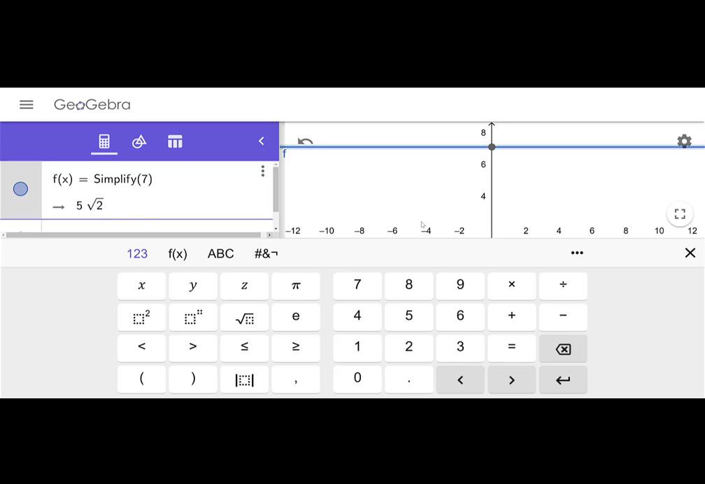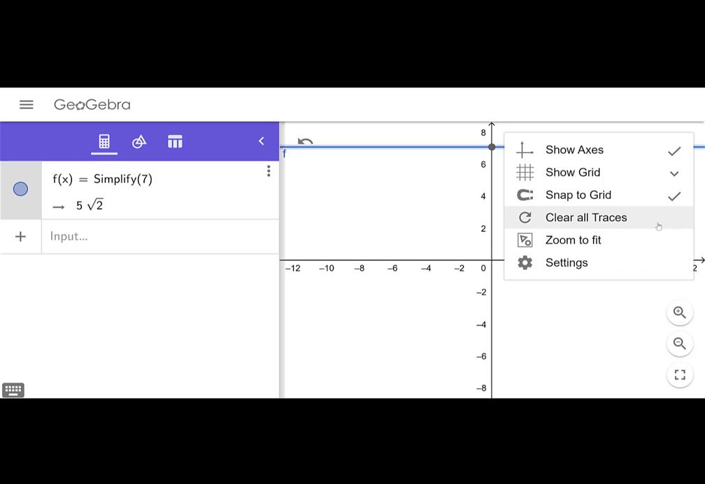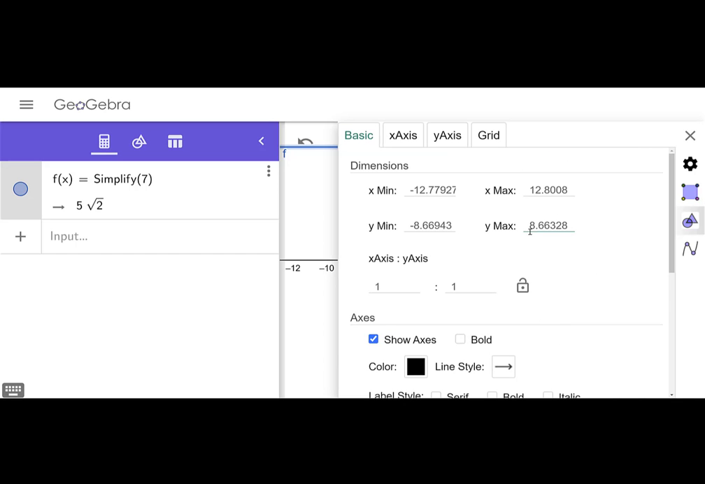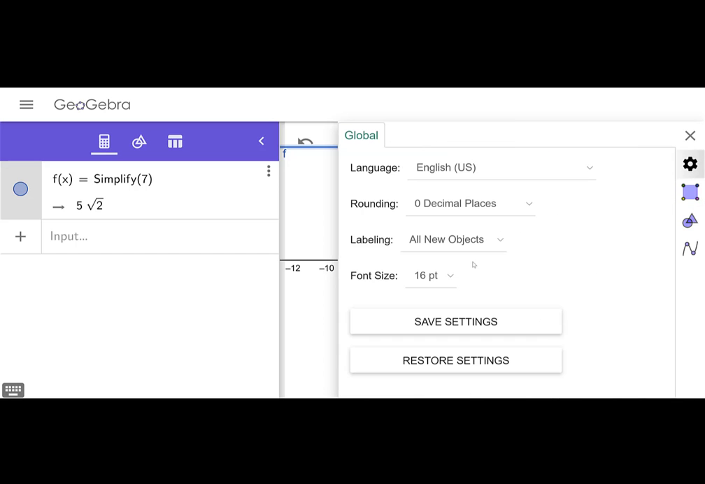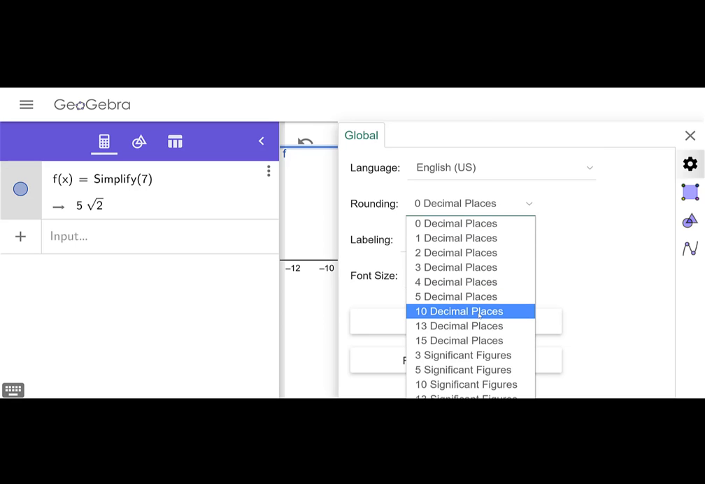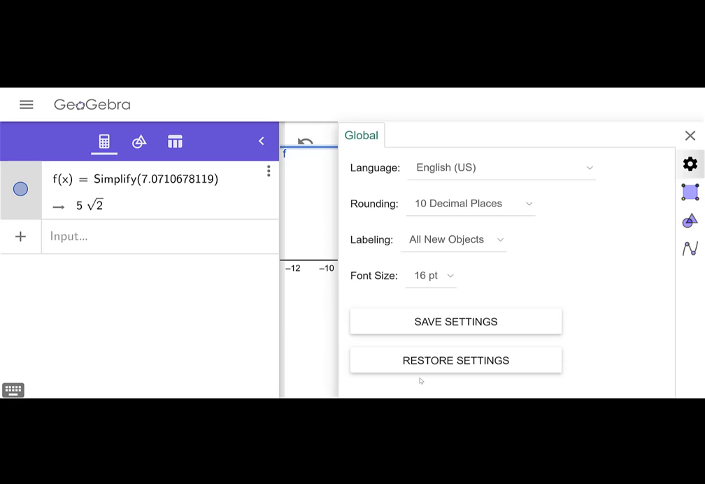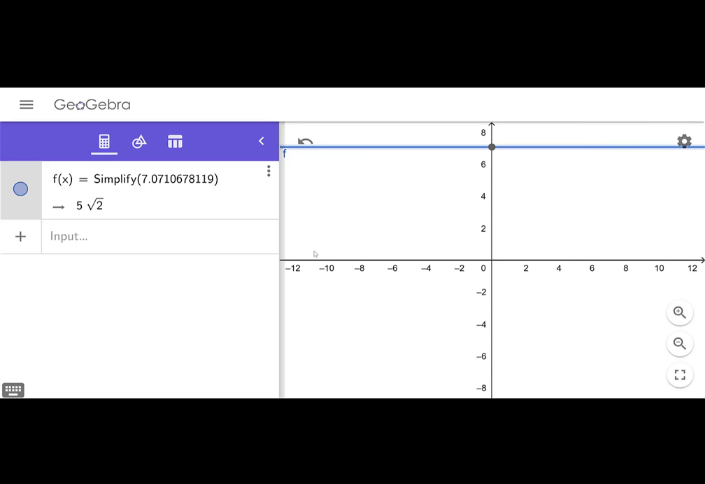My answer is the square root of 5 times the square root of 2. Let me just change this real quick because I believe I have my settings on 0 decimal places. Let's go to 10. All right, there we go, just because that looked weird to me for a second.